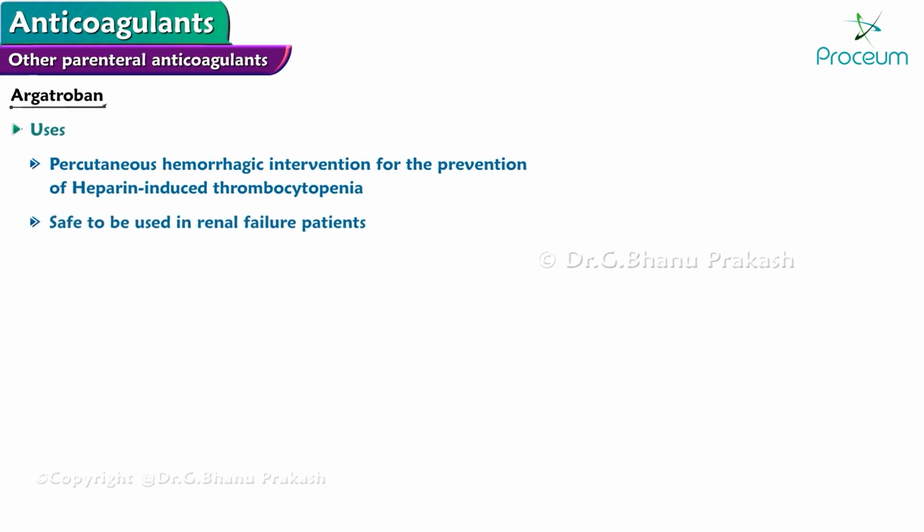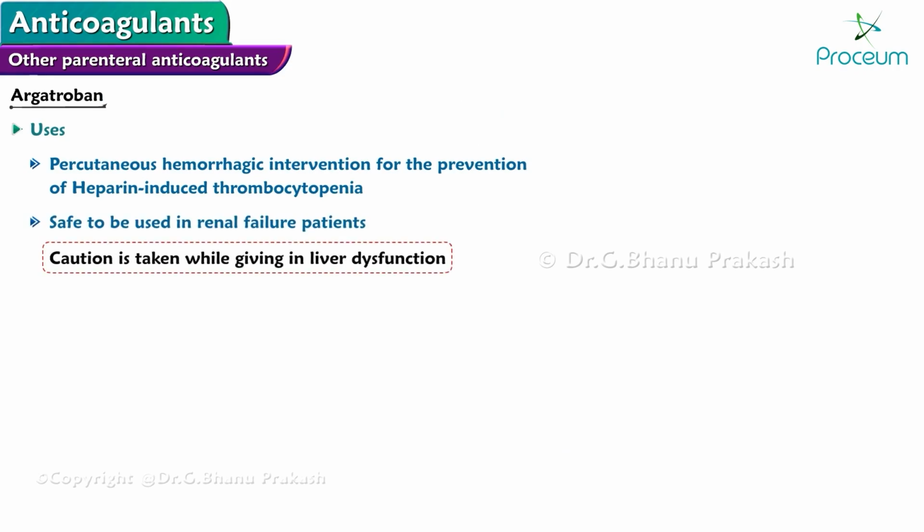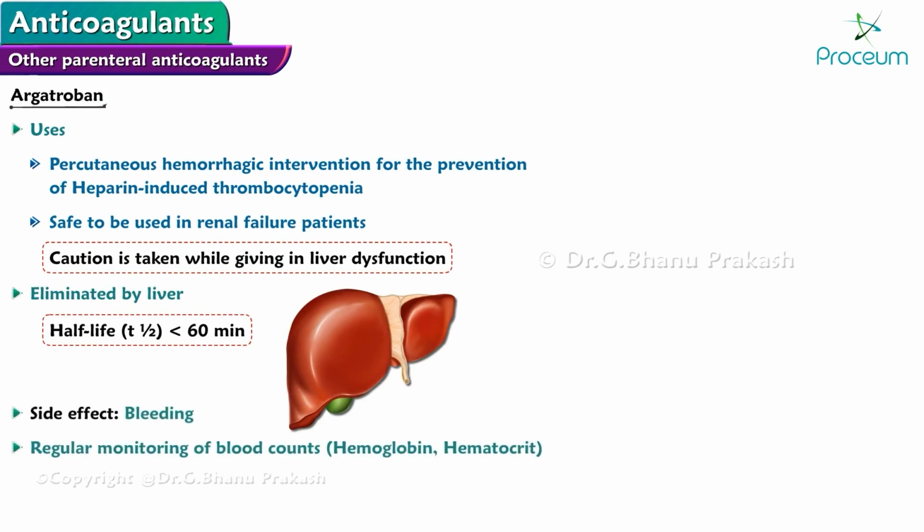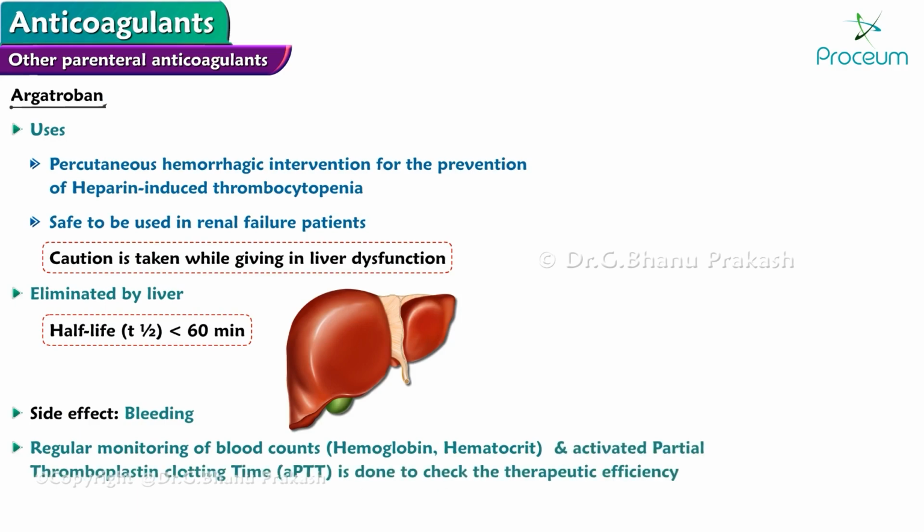It's safe to be used in renal failure patients, but caution is taken while giving in liver dysfunction. It's eliminated by the liver and has a half-life of less than 60 minutes. Major side effect is bleeding. Regular monitoring of blood counts, hemoglobin, hematocrit, and activated APTT is done to check the therapeutic efficiency.